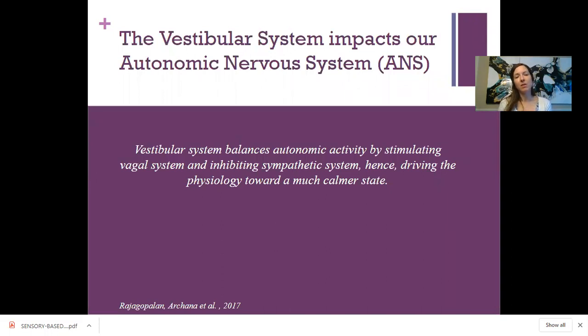Okay, so the vestibular system balances autonomic activity by stimulating the vagal system. And the vagus nerve is one of the cranial nerves that comes out straight from the brain. But just good to know, it inhibits the sympathetic nervous system and drives physiology toward a much calmer state.